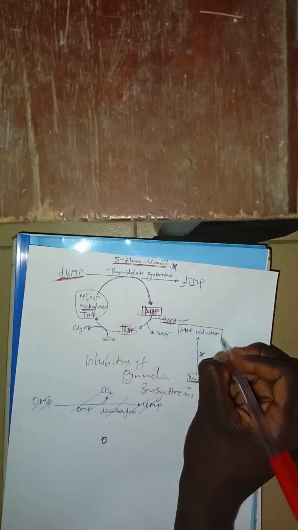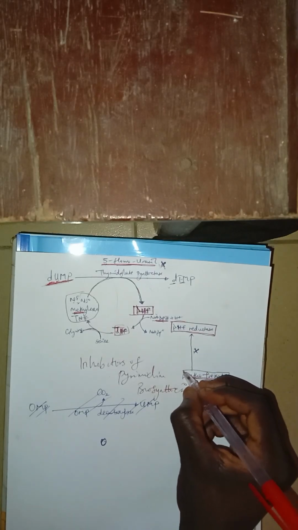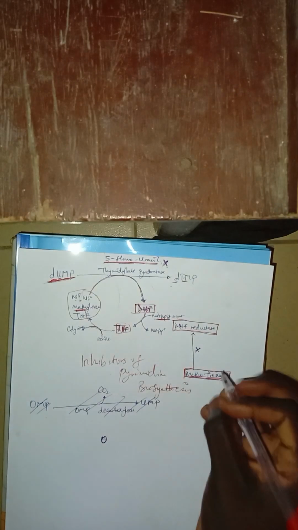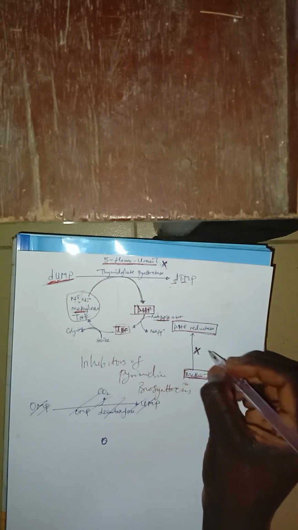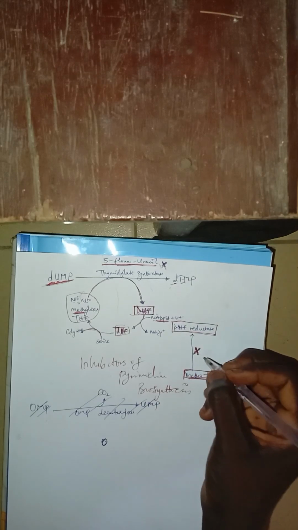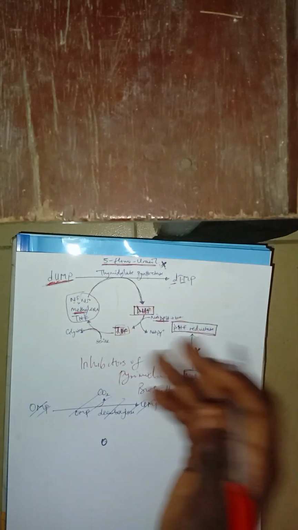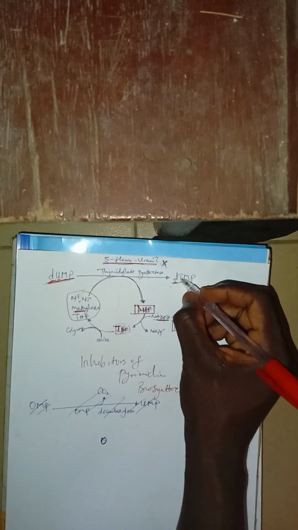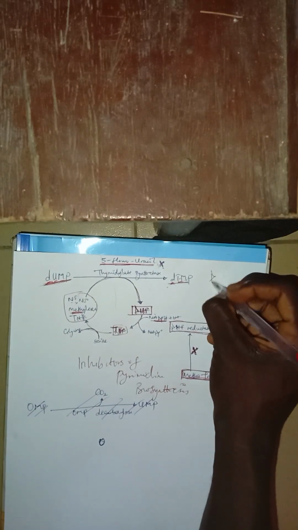In order to reduce your dihydrofolate to tetrahydrofolate, you make use of this enzyme called dihydrofolate reductase. What do I say? Dihydrofolate reductase. This enzyme now is being inhibited by this structural analog, which we call methotrexate. So this methotrexate has the ability to inhibit dihydrofolate reductase. When you inhibit this one, you cannot do pyrimidine biosynthesis. So if you cannot do pyrimidine biosynthesis, you cannot synthesize thymine. If you cannot synthesize thymine, you cannot synthesize DNA.